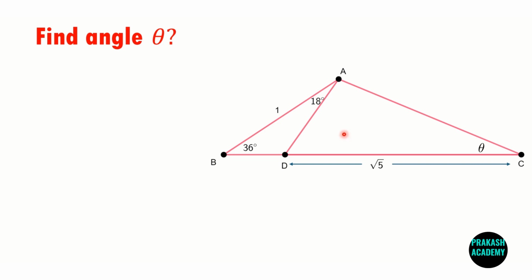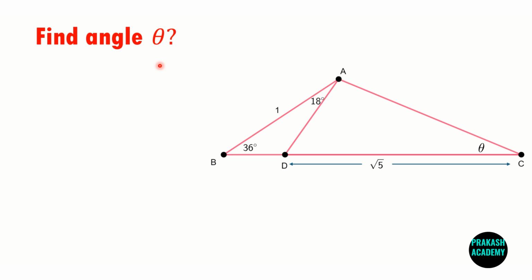Hello friends, in this problem a triangle ABC is given. There is a point D on side BC such that distance DC is equal to root 5 units. Distance AB is given, this is 1 unit, and various angles are also given. This angle is 18 degrees, this is 36 degrees, and then we have to find this angle, that is theta. So what is the value of theta?